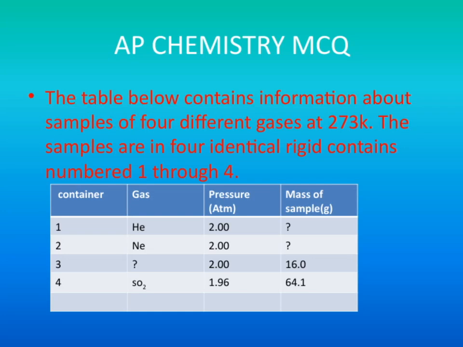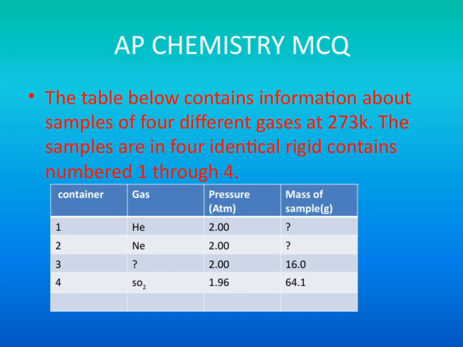Let's take a closer look at this table. Here, we're comparing 4 different gas samples stored in identical rigid containers, all at the same temperature of 273 Kelvin. Notice that for containers 1 and 2, the gases are helium and neon, both at a pressure of 2 atmospheres, but their masses are not given. Container 3 has an unknown gas with the same pressure, and container 4 contains sulfur dioxide at slightly lower pressure, 1.96 atmospheres, with a mass of 64.1 grams.